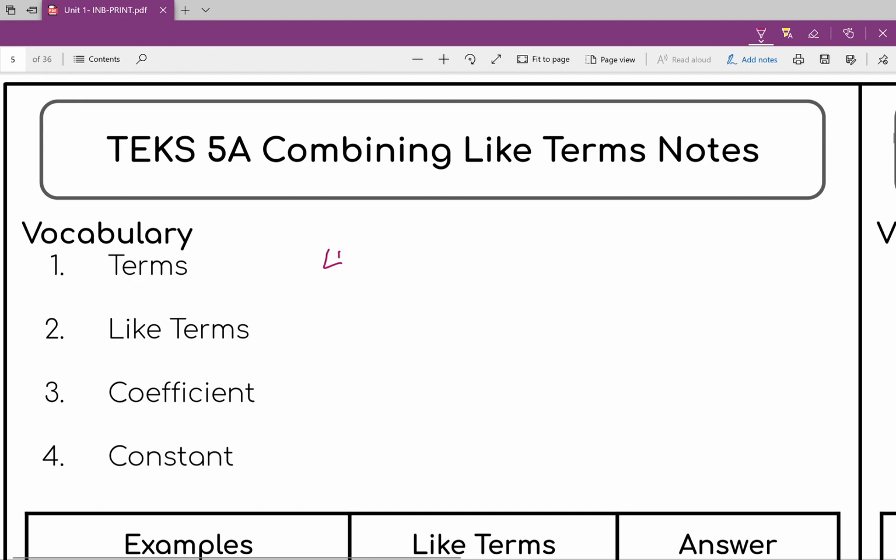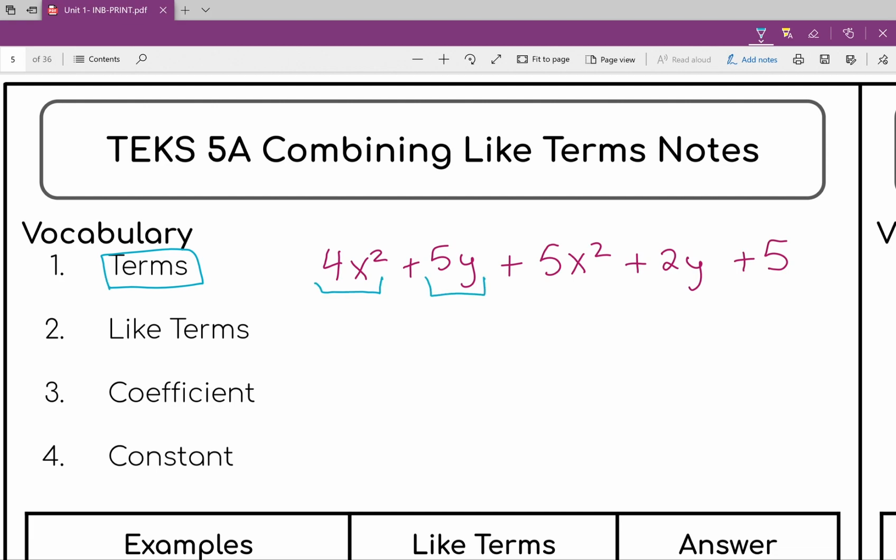Let's see, 4x squared plus 5y plus 5x squared plus 2y plus 5. So this is my example here, and this is how we're going to define this vocabulary. Terms are every individual piece that is separated by either a plus or a minus sign. So each piece is called a term.